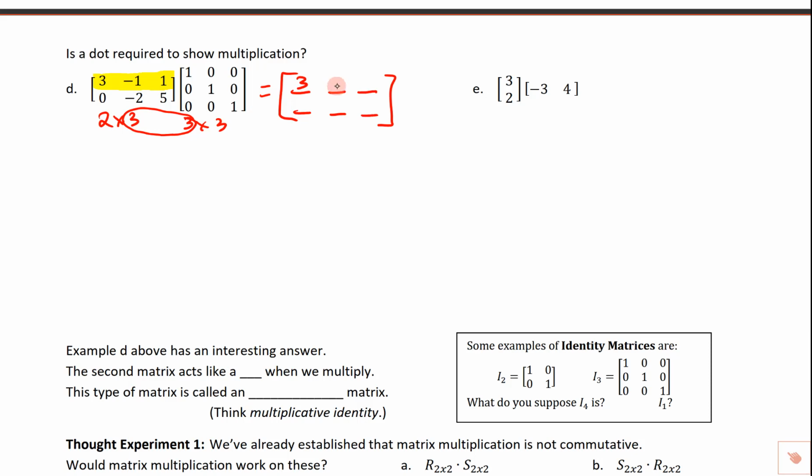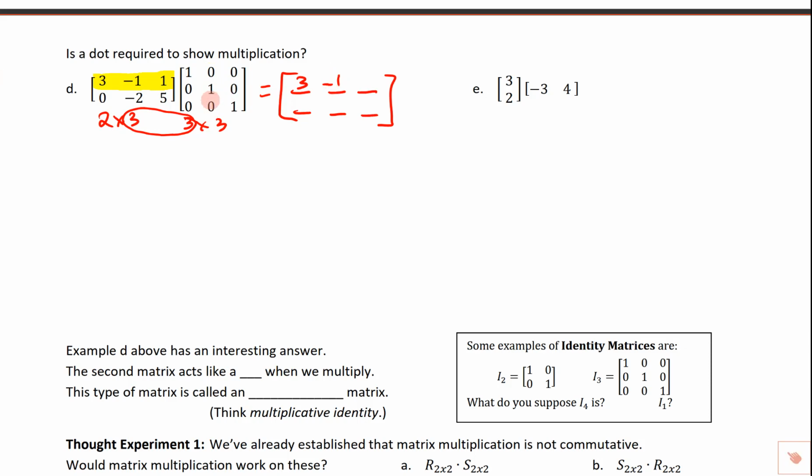This is going to be first row, second column. So we're going to chop the first row with the second column. Whoops. First row with the second column. There we go. So we're going to have a 3 times a 0, a negative 1 times a 1, which would be negative 1, and a 1 times a 0. So this is going to be a negative 1.